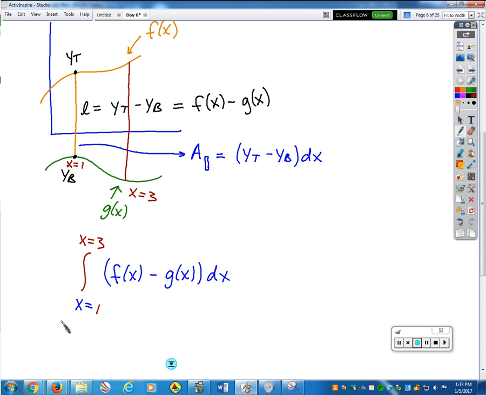and that means we're integrating. Therefore, this will find a whole bunch of rectangular areas. If you add them all up using integration, you get the total area. So this would be the total area between f of x and g of x for x values between 1 and 3.